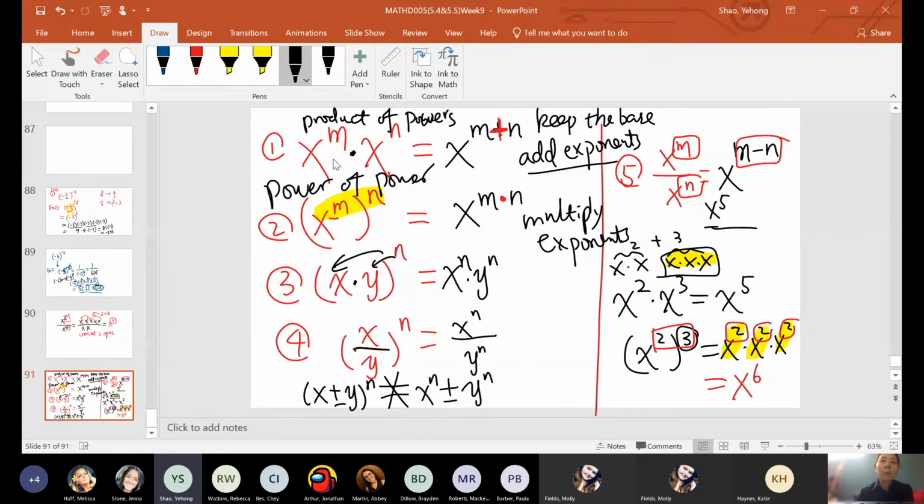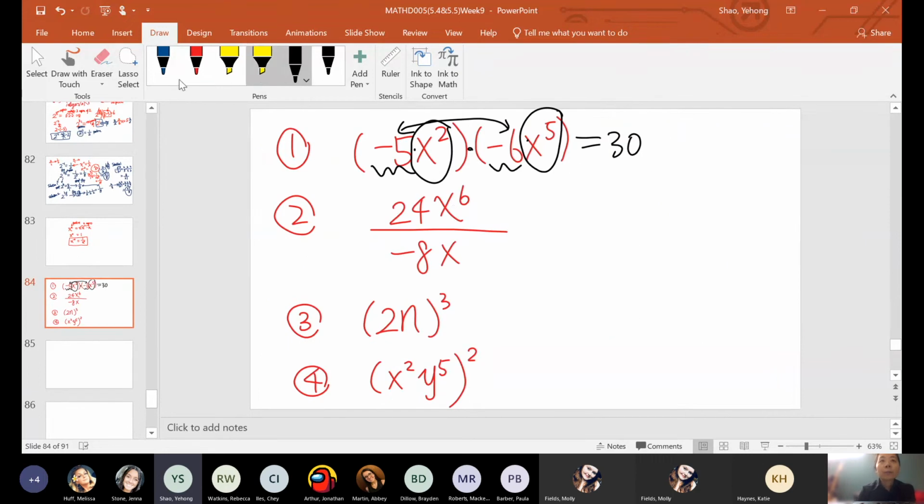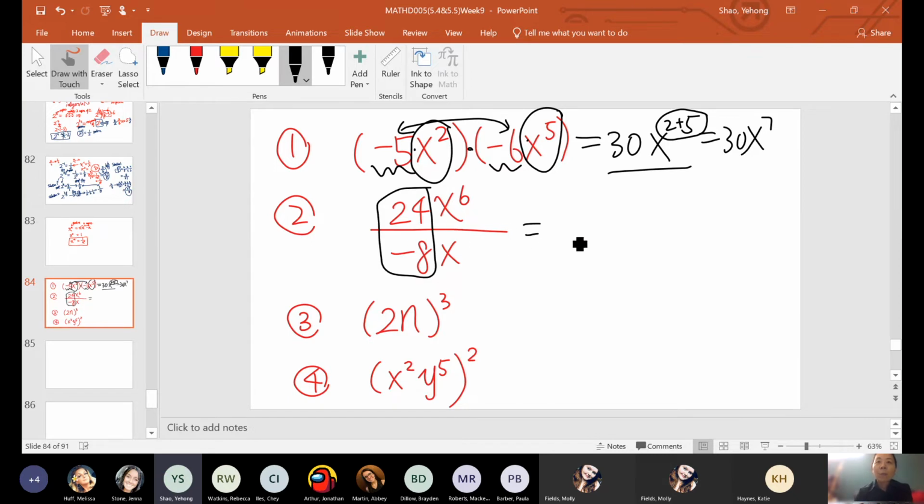Okay, so when we have a product of exponents, we keep the base and add the exponents. So we're going to get x to the 2 plus 5. You don't have to write this step down; you can just get 30x to the 7th. I want to write it down to show how we got 7, because we added 2 and 5. Similarly, we divide 24 by -8 and get -3. And we divide the x's because the bottom has exponent 1, so we do x to 6 minus 1, which gives us -3x to the 5th.